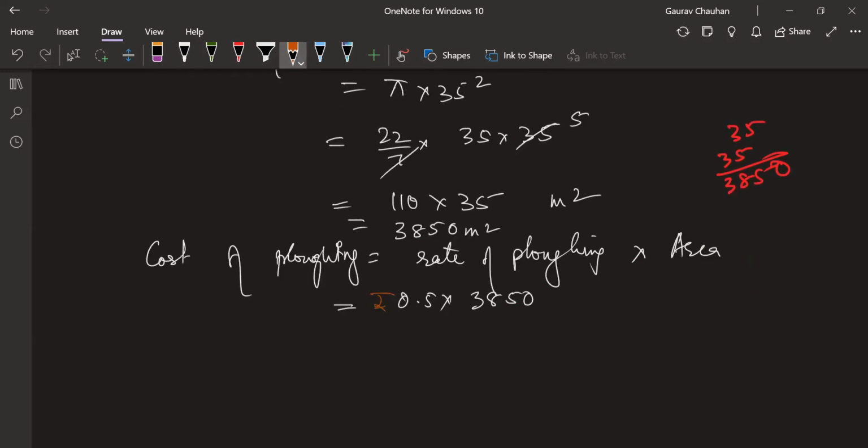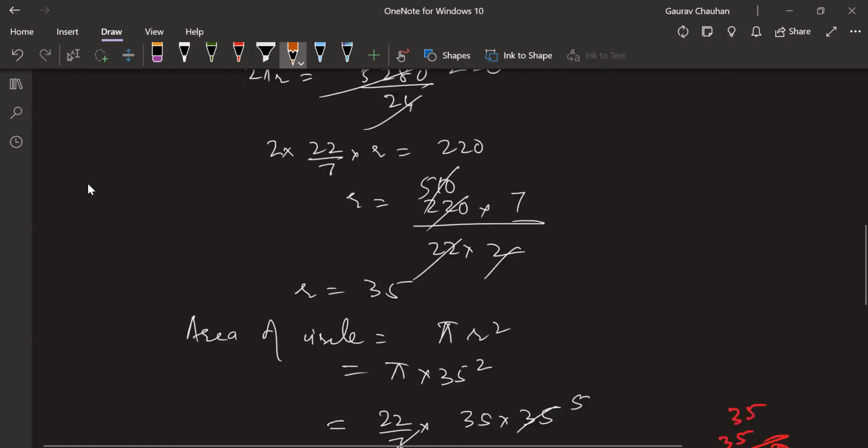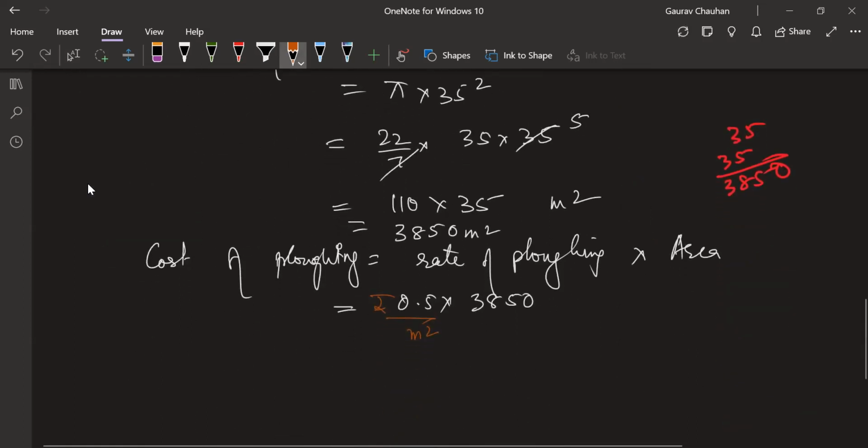This is rupees 0.5 per meter square. See the question. Rate is rupees 0.5 per meter square into 3850 meter square. So your meter square gets cancelled and your answer comes in rupees. You're good with the unit? You don't have to worry about that, but I'm still telling you so that the background is clear here.